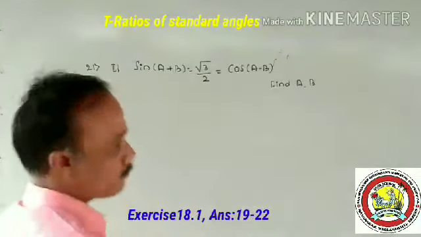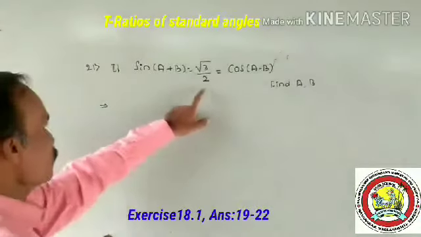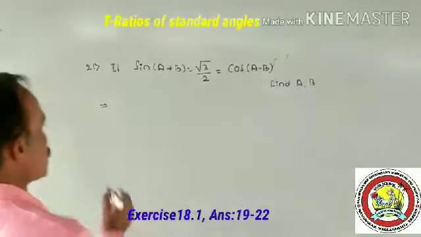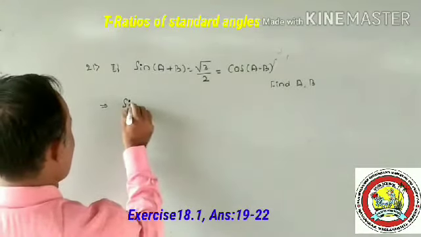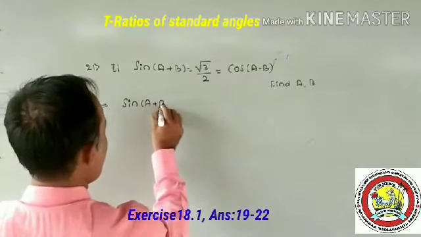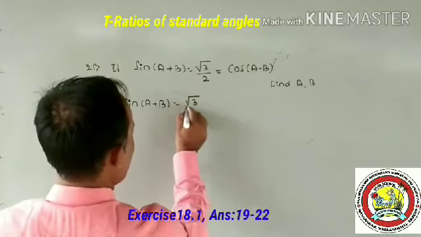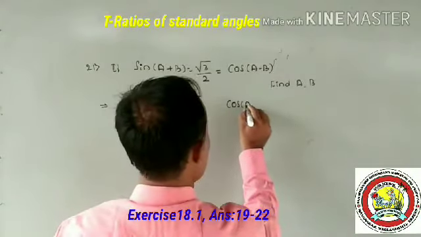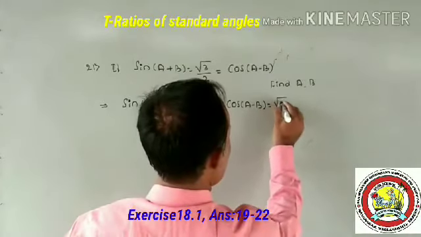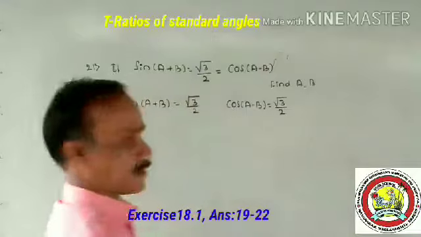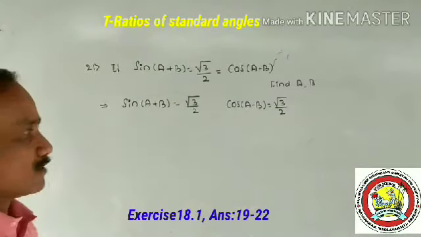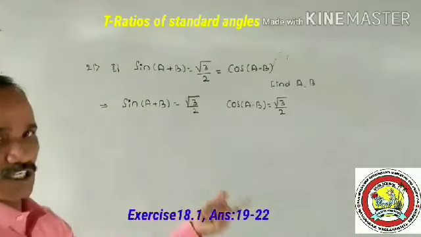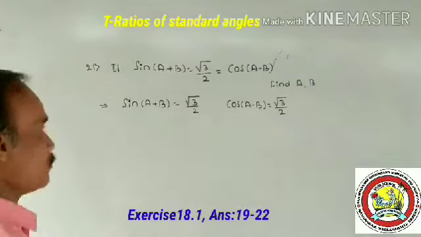Very simple. The middle term is equivalent to both the first and last terms. Let's consider one by one. Sine of a plus b is equal to root 3 by 2. This is the first case. Another case, cos of a minus b is equal to root 3 by 2. From these two relations, find the equations. You will get a pair of linear equations in two variables, a and b. Then solve by using the elimination method. Then we will get the values of a and b.